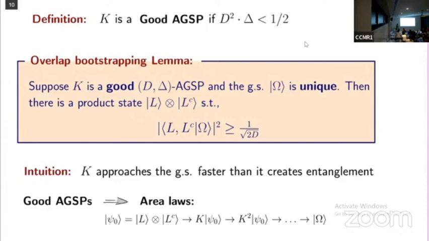It says that if you have a good AGSP, then it means that you have some product state with a large overlap with the ground state. And if you have a large overlap with the ground state, then you can start with this product state and apply the AGSP, not too many times because you're already kind of close to it, and then you will reach a very good approximation of the ground space. And since you did not do too many steps, you did not create too much entanglement, and therefore it means that the ground state has an area law. So that's more or less the philosophy of proving area laws using this framework.